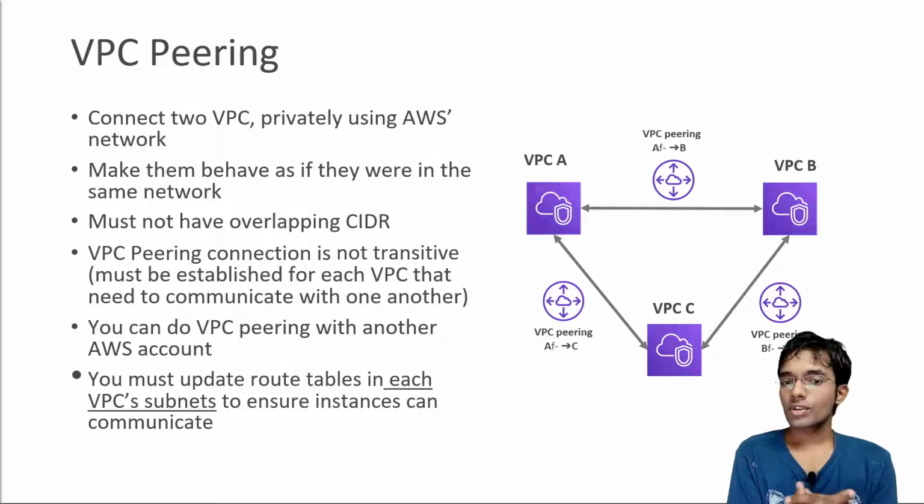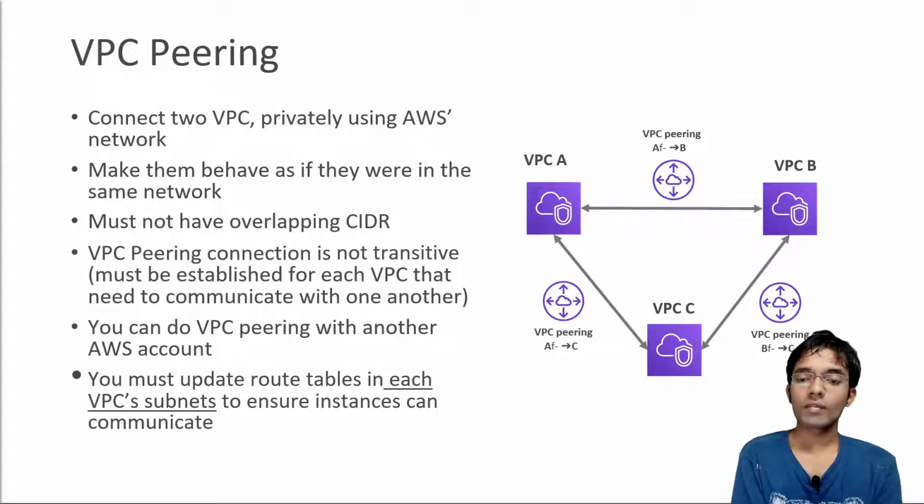Okay, so next let's talk about VPC peering. So we know the basics. VPC peering is used to connect two VPCs privately using the internal AWS network. And why do we do VPC peering? Well, because we make them behave as if they were in the same network.